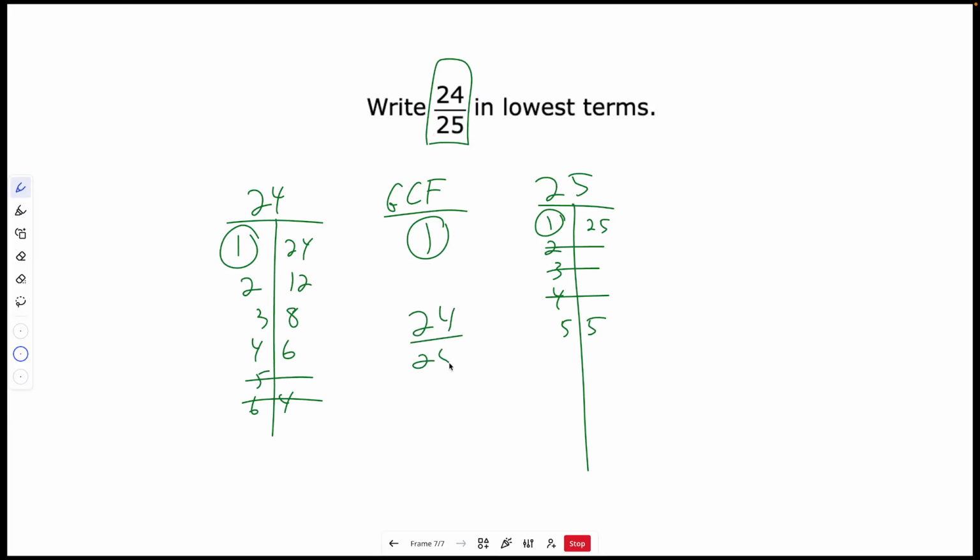24 over 25 cannot be reduced. It cannot be simplified any further. It's already written in lowest terms. And so this problem is actually already done. You need to work out the greatest common factor, but it's already reduced.